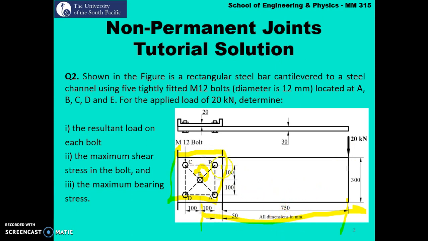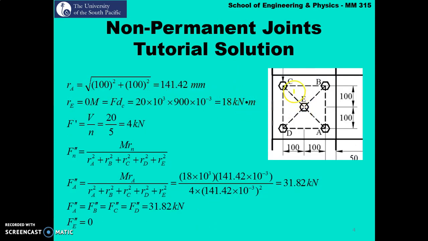You have to calculate the resultant force acting on each bolt. We have to find the maximum shearing stress as well as the maximum bearing stress for this particular problem, and we are using M12 bolts. So basically the diameter of the bolts is 12 mm. So let's start. With respect to the bolt pattern, we can calculate the distance of all these bolts.